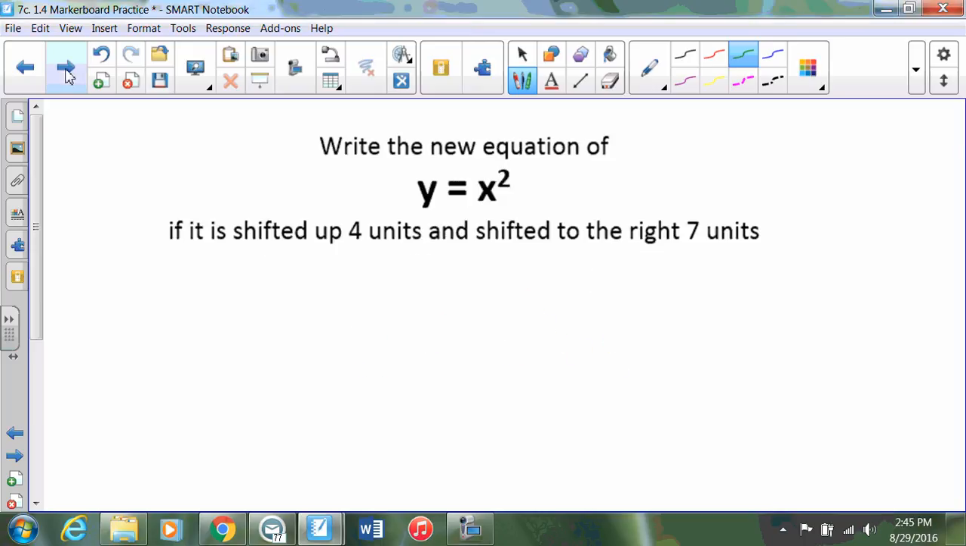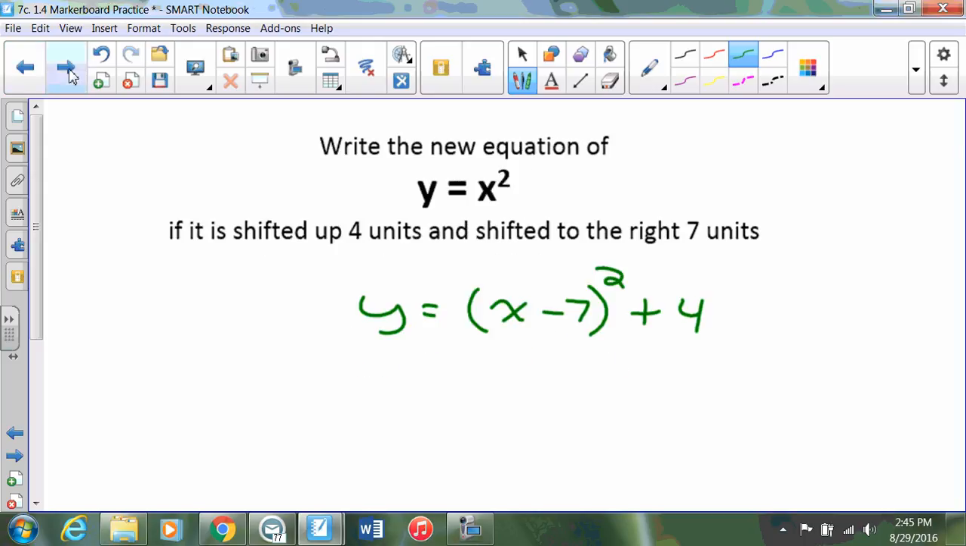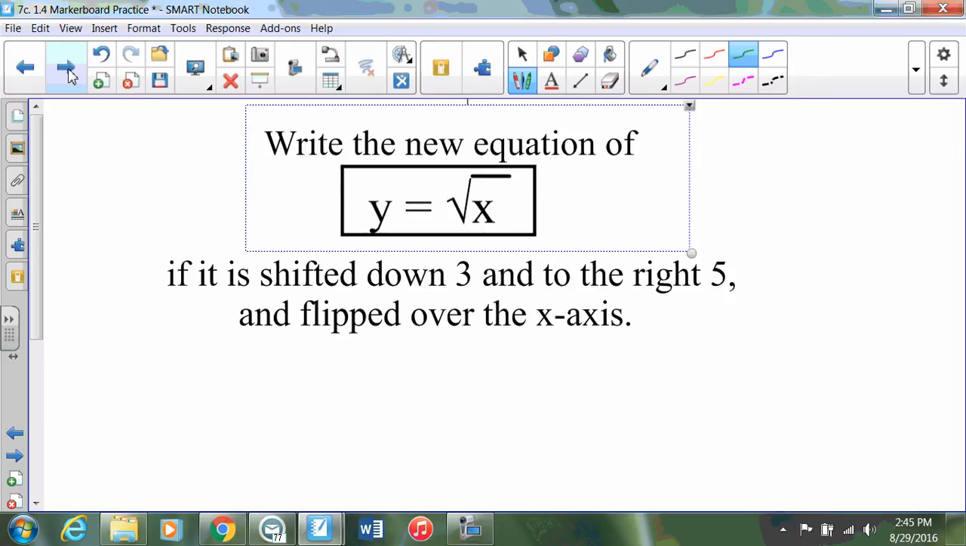Here we've got y equals x squared if it shifted up 4 units and shifted to the right 7. Once again, if you want to shift to the left or the right, it comes after the x in the parentheses. So if it's to the right 7 units, we put the opposite. And if it's up 4, we're going to put plus 4, and we'll put a square. Did I forget my square on the other one? No, remembered it. Don't miss a half point on the test by forgetting your square. I know when we did marker boards today, a lot of people would forget their square. Don't do that on the test.